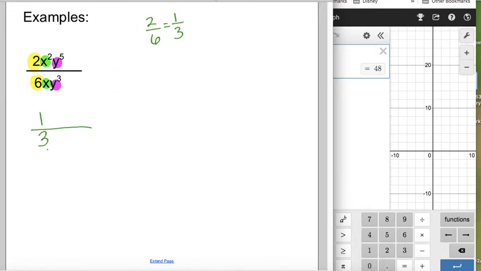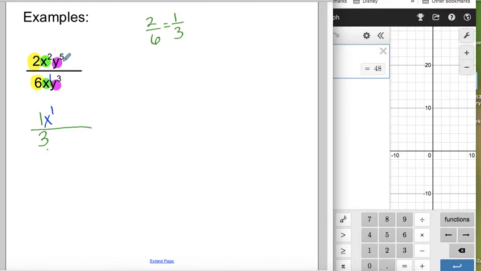Next, for the variables, I have x squared on top, and on the bottom I have x, and it doesn't have an exponent. That means it would have a power of 1. When they don't write the exponent, that's the power. So I think to myself, where are there more and how many more? There are more x's on top. How many more would be to do 2 minus 1, giving me 1. There is 1 more x on top. So the x is going to be on the top, and the power on the x is 1, because there was 1 more x on the top.